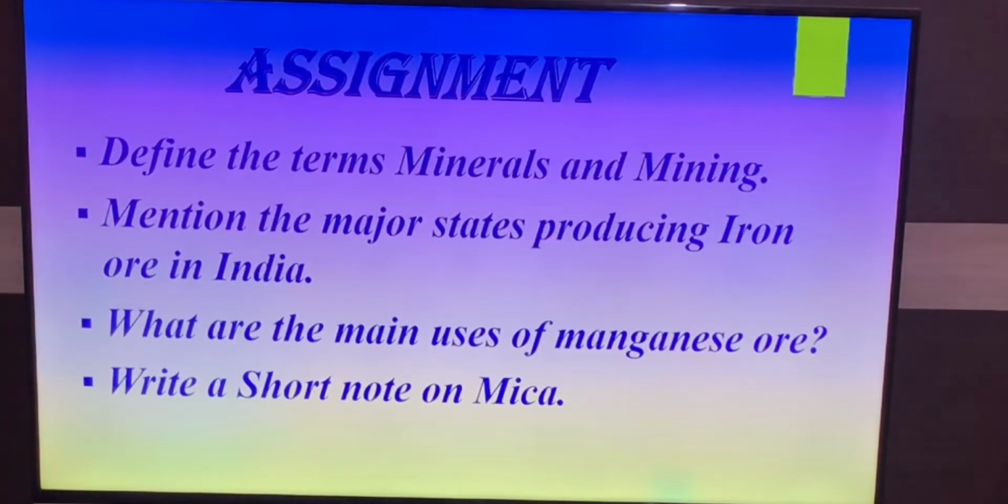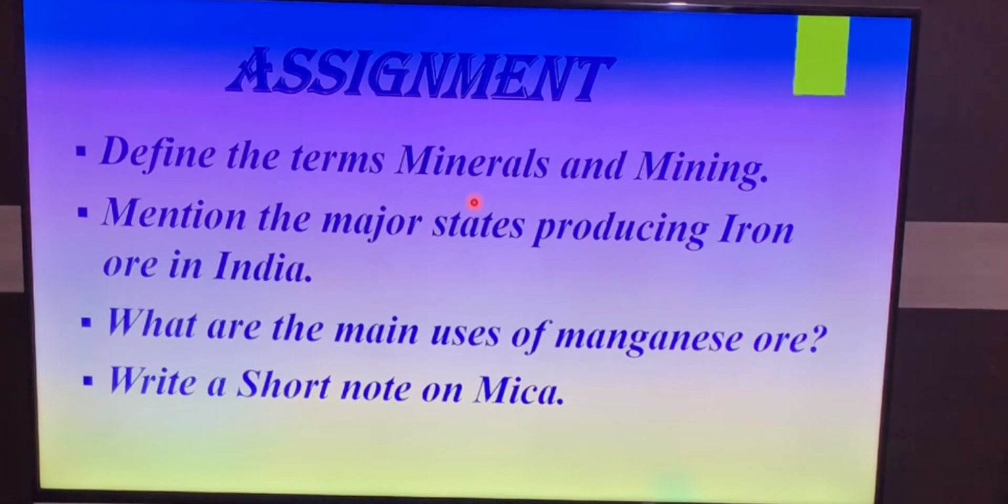Today's assignment. First question. Define the terms mineral and mining. A mineral is a natural inorganic substance that possesses a definite chemical composition and physical properties. You have to write the examples: iron ore, manganese, bauxite. Now you have to define mining. The process of extracting minerals from the earth is called mining.